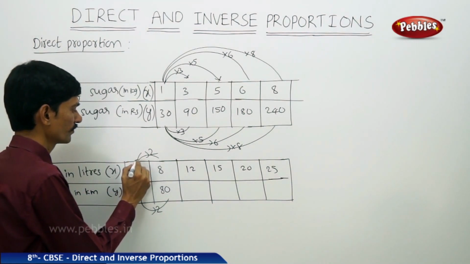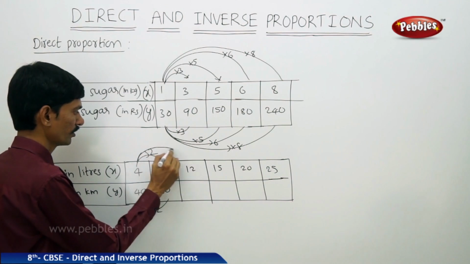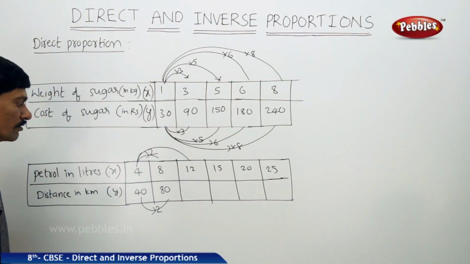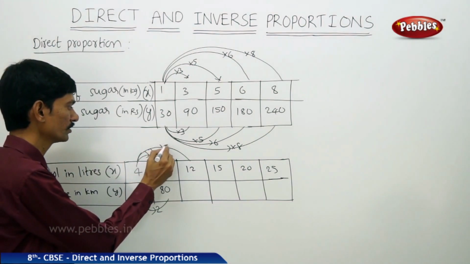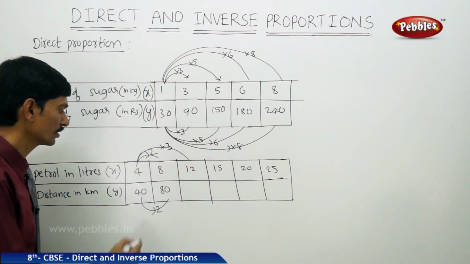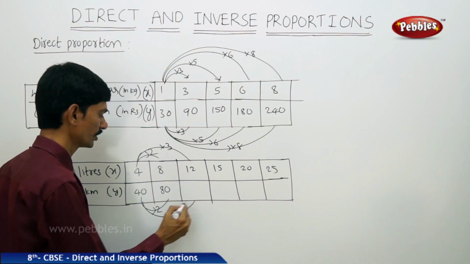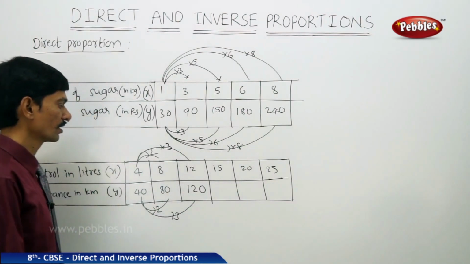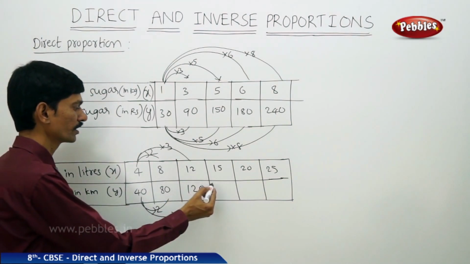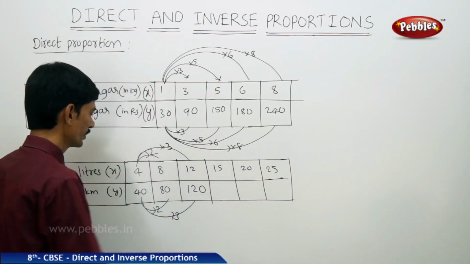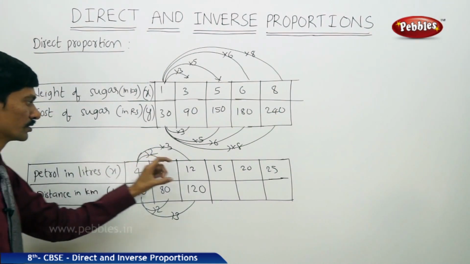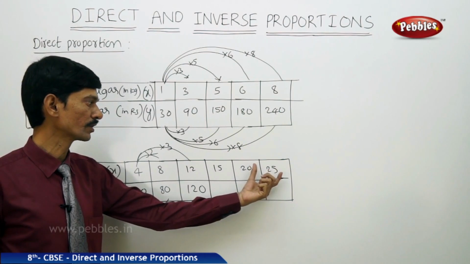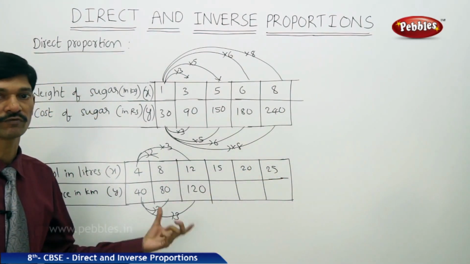Next, if the vehicle uses 12 liters of petrol, how much distance does it cover? So it is multiplied by 3. So then also 40 into 3, 120. Next, similarly we can find the distance covered by the vehicle when it uses 15 liters of petrol, 20 liters of petrol and 25 liters of petrol.